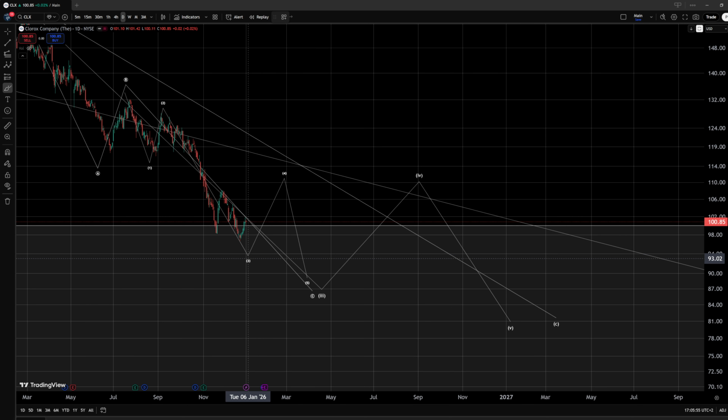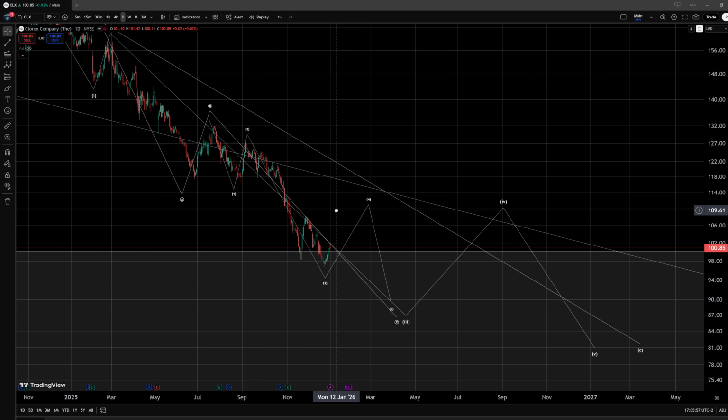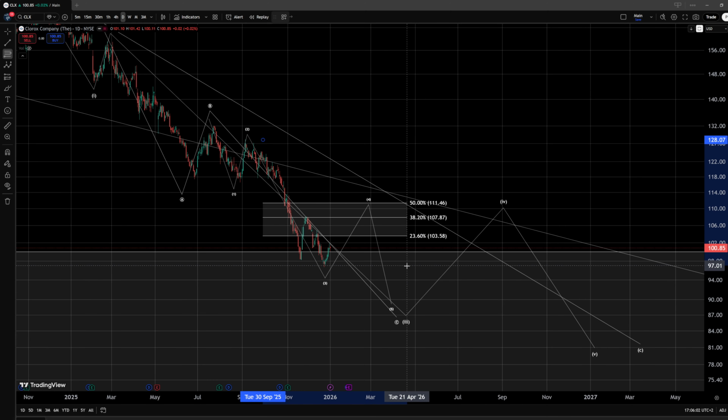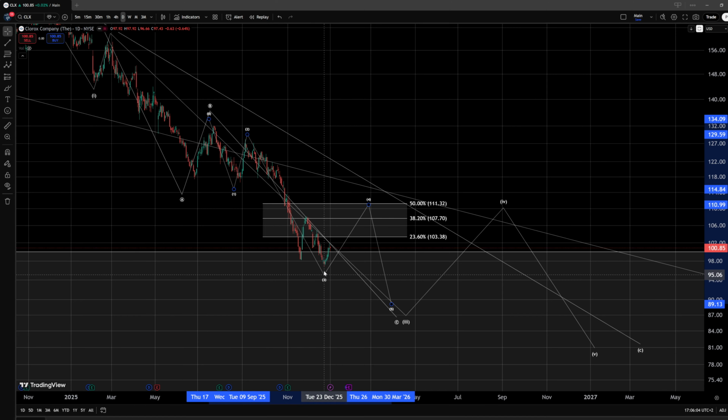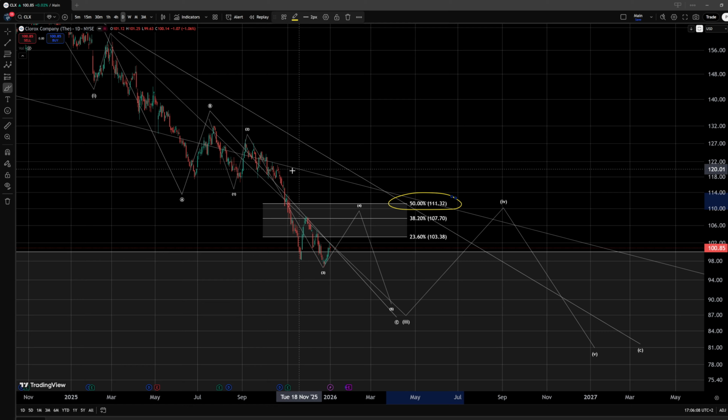Now, what we would like to see if we have a more significant bottom already in place would be here a break above the 50% retracement, which would be the last level of resistance for this correction within the wave 4, which is at the $111 level.